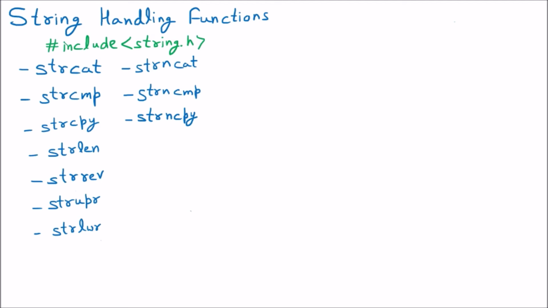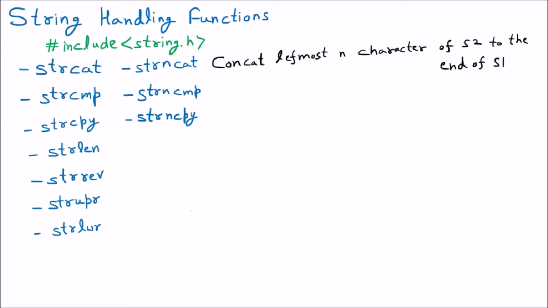As the name signifies, it is going to concatenate the leftmost n characters. Concat means combine. Combine the leftmost n characters of string 2 to the end of string 1. So I am taking one example to make you understand.